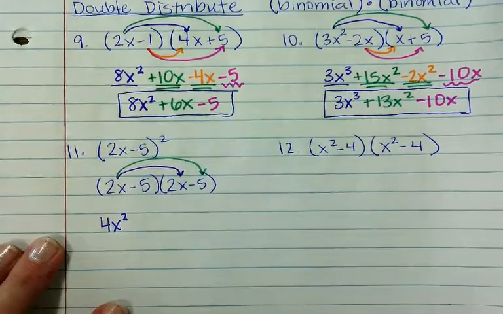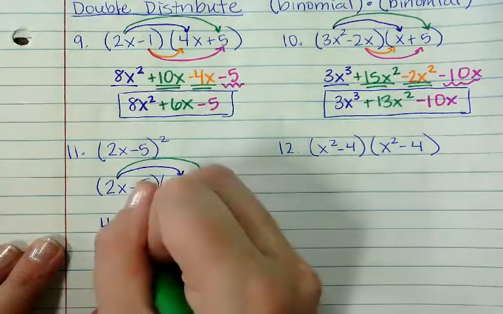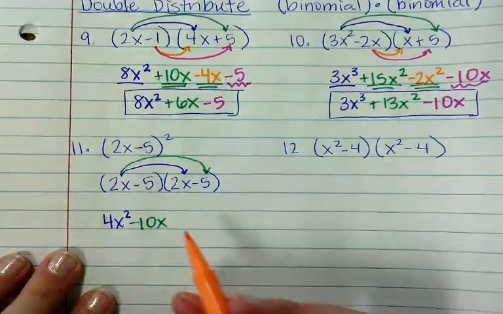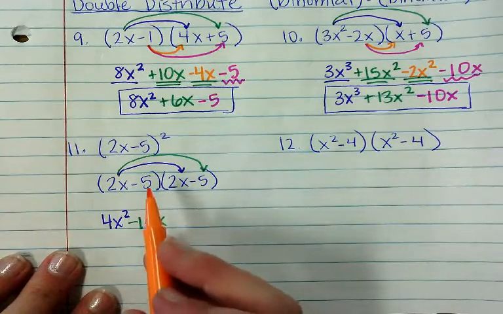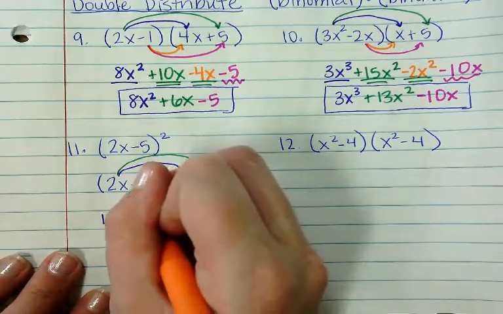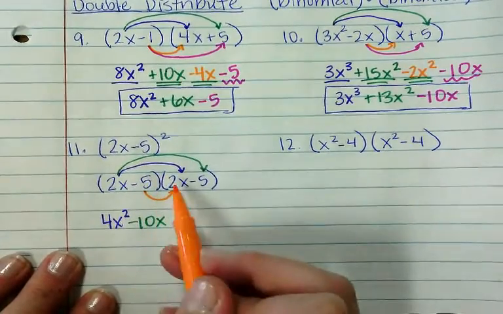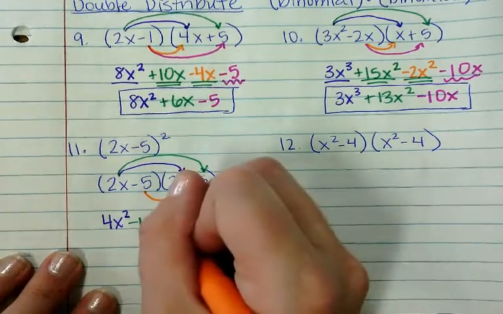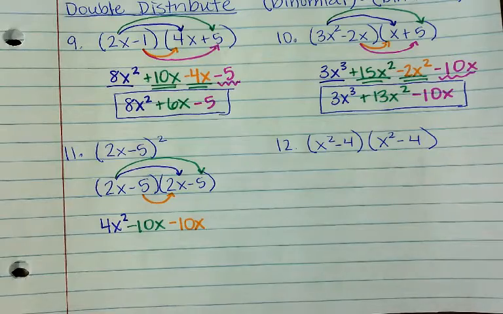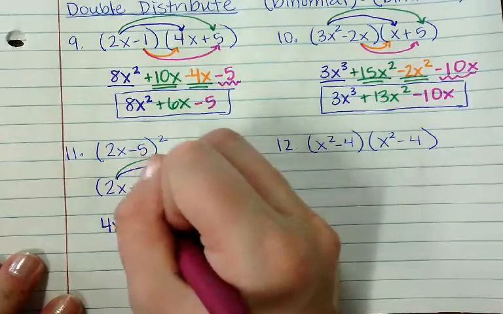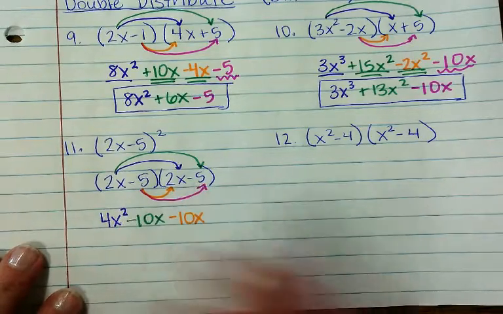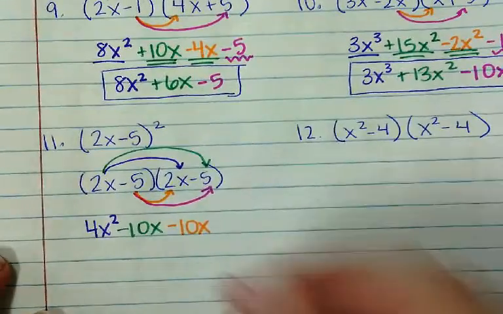Yes, negative 10x. Amari, you want to help out with the next one here? What are we going to do? We distributed the 2x to both of them, so now we're going to go with our negative 5. Negative 5 times 2x is negative 10x. And then, Ian, you want to help me out here? Negative 5 times negative 5 is going to give us what? Yes, positive 25. And then, Eric, you want to help me out? How are we going to simplify this guy right here?